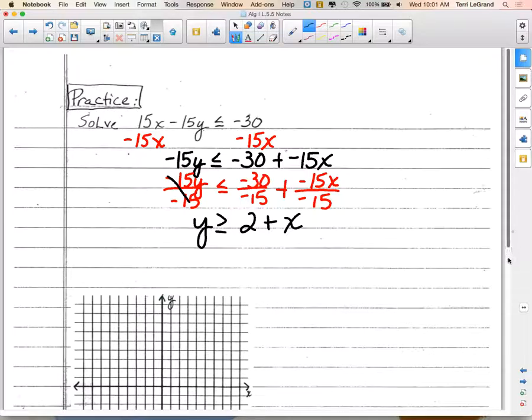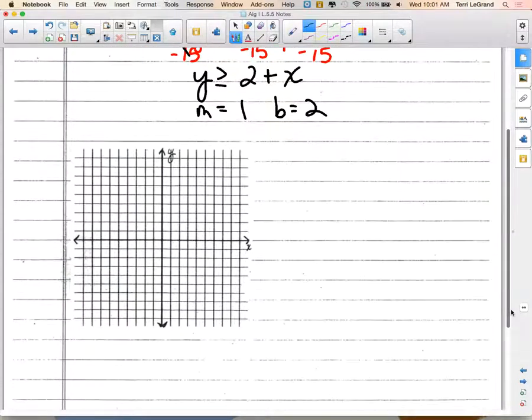Okay? So what's our slope? 1. What's our y-intercept? 2. Okay. So we are going to get our points put on there and then make our first decision, which is, what's our first decision? Solid line. You had to decide if it should be solid or it should be dashed, right? I thought you might have said solvent or something like that.